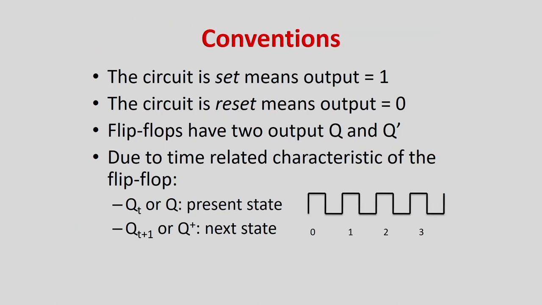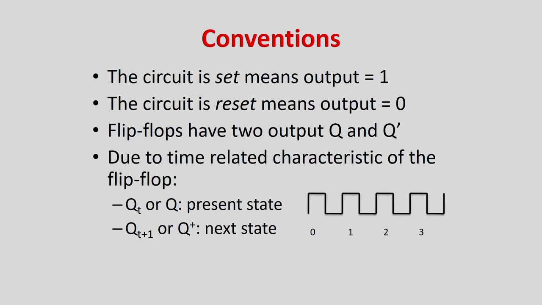And the convention is: the circuit is set means output is equal to 1, and the circuit is reset means output is equal to 0. This is the standard convention of flip flops. A flip flop has two outputs, Q and Q bar or Q naught. Q is the regular output, and Q naught is the inverted output. Due to time related characteristics, Q T or Q represents the present state, and Q T plus 1 or Q plus represents the next state. This is the standard convention. Many books use Q T and Q T plus 1, some books use Q and Q plus.